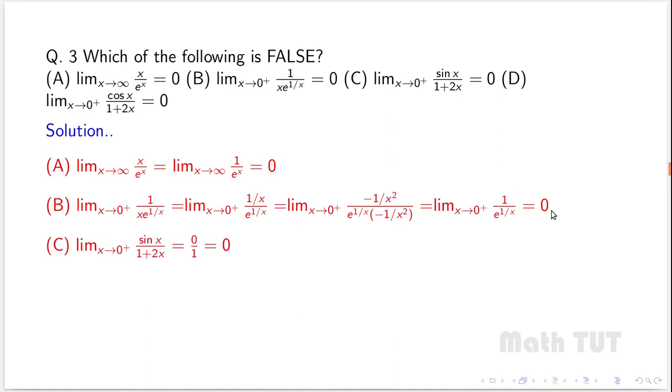Now if you take option C, it is actually again a bit simpler. Limit x tends to 0 plus, you can see it will approach 0 by 1, that is 0. So it is also correct. But if you take the last option, limit x tends to 0 plus cos x by 1 plus 2 is nothing but it will be something like 1 by 1, right? It is actually equal to 1 but not equal to 0. So this option is actually the false one. So the answer to this question is basically option D.